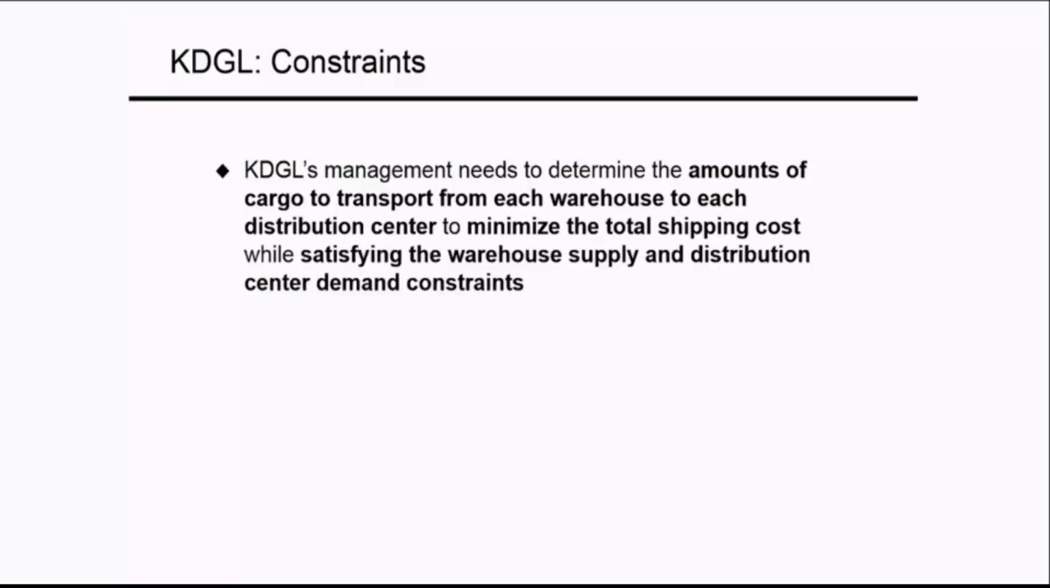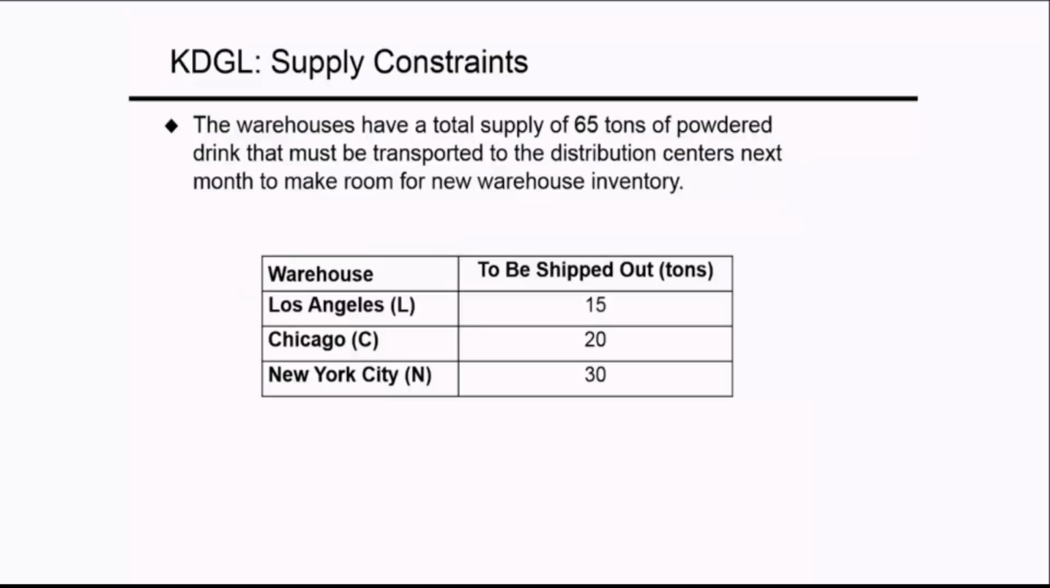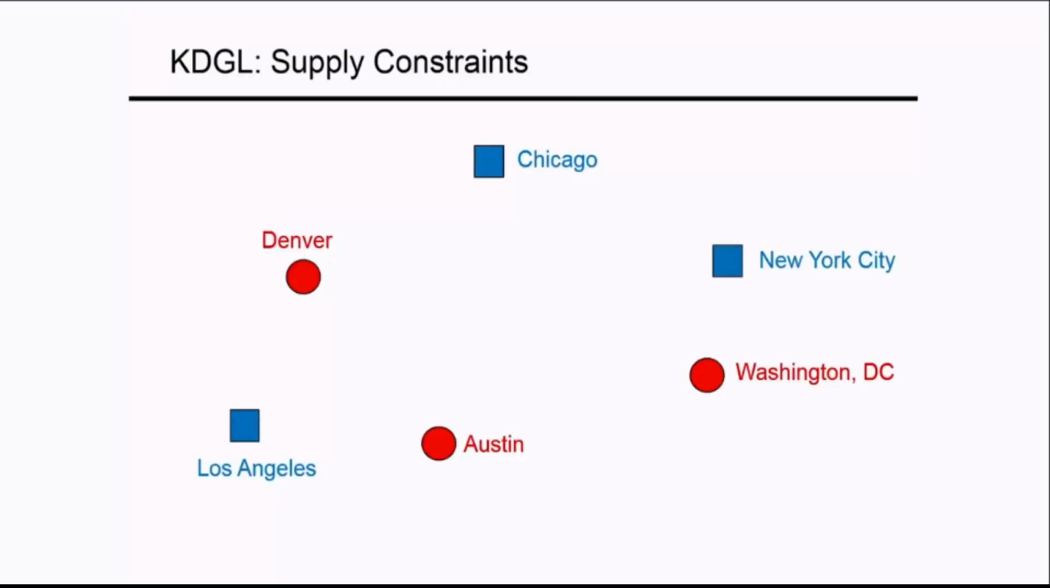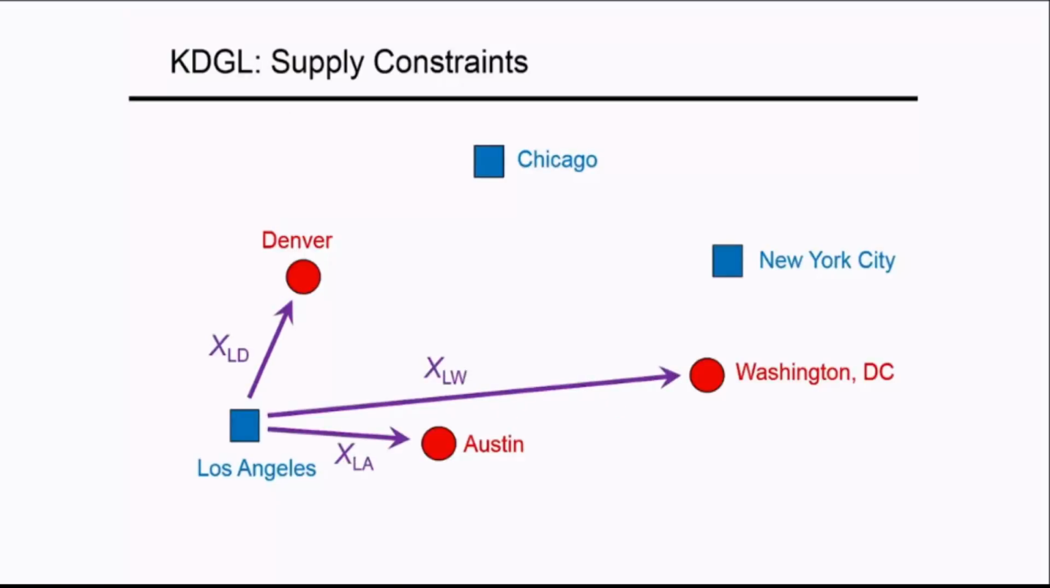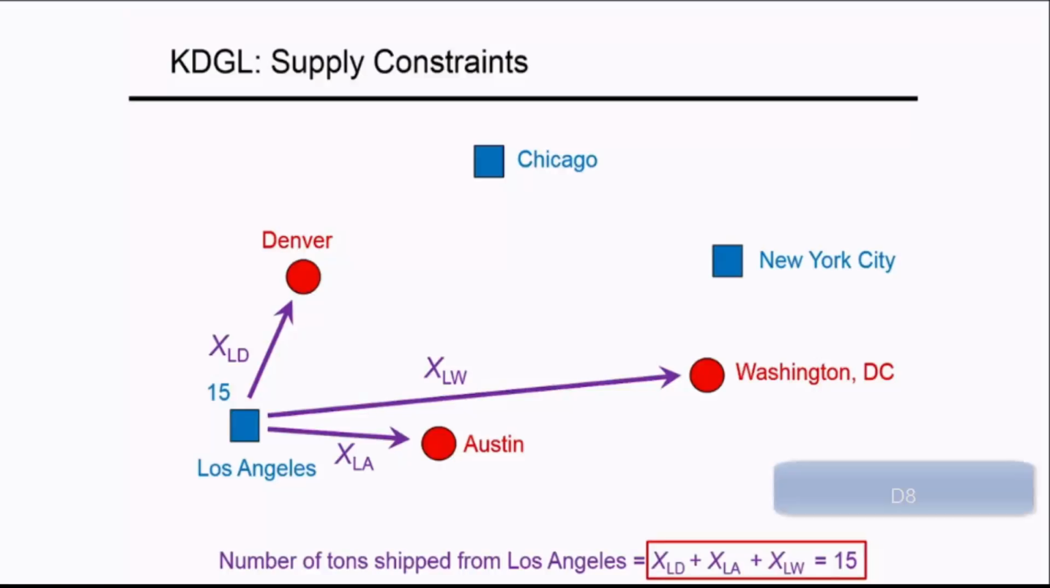So okay, here's a reminder of what the supply constraints are. Keystone must ship exact amounts from each warehouse. For example, all shipments from Los Angeles to Denver or DC or Austin must add up to 15 tons. So the supply constraint for the Los Angeles warehouse looks like this: XLD plus XLA plus XLW equals 30.